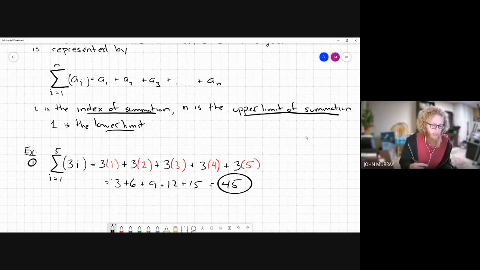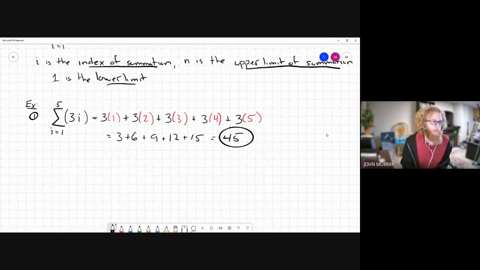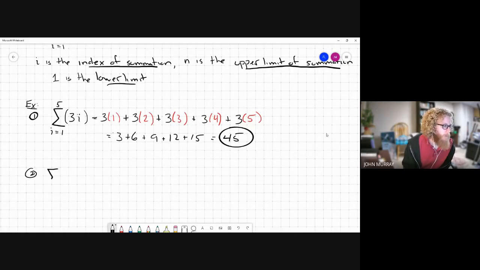All right, let's take a look at another one. Slightly different, but same concept. I'll do sigma. I'm going to change it here a little bit. So now I want to find the sum from 3 to 6 of 1 plus k squared.